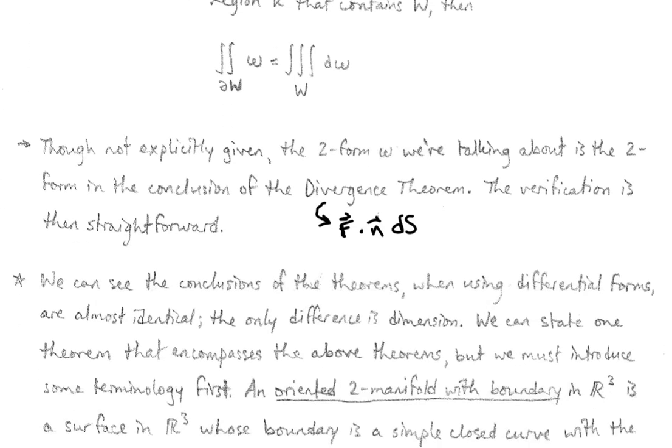We can see that all of these conclusions, when we put them in the language of differential forms, are almost identical. The only difference is what dimension we are working in. For Green's theorem, we're working in 2D. In Stokes' theorem, we are working in 3D, and in the divergence theorem, we're working in 3D as well. But between divergence and Stokes, there's a little difference in terms of single integral versus double integral, and double integral versus triple integral. So we're going to state the one big theorem now that encompasses all of these.